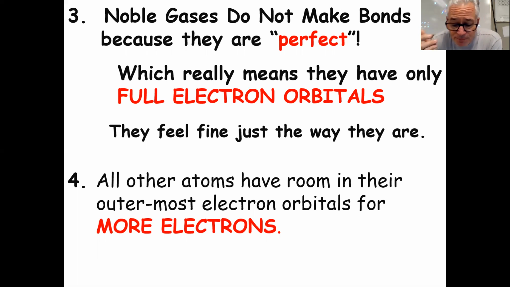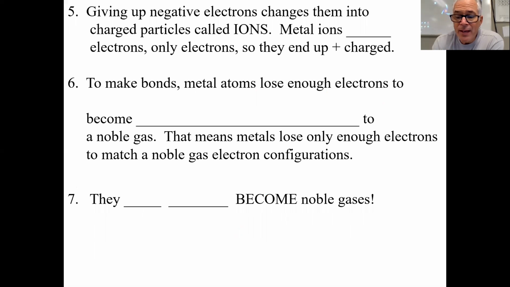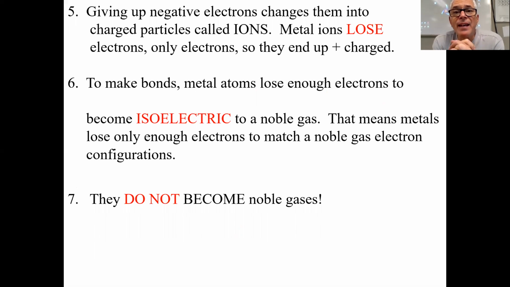And actually, when atoms lose electrons to get the same electron configuration as a noble gas, they can bond. By the periodic table, you're going to know how many electrons an atom has to lose, or maybe gain, to get that perfect outer orbital. That's really important. Now, giving up the negative electrons will change the atoms into something called an ion. An ion is a charged particle, a charged atom.